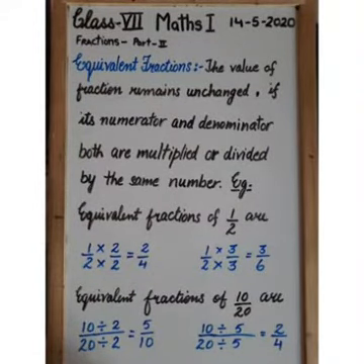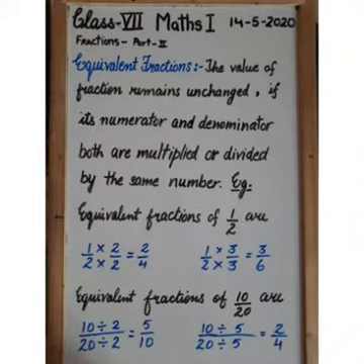We are continuing with the chapter fractions, starting with equivalent fractions here. Equivalent fractions are those fractions in which the value of the fraction remains unchanged if its numerator and denominator are both multiplied or divided by the same number. We can take an example of equivalent fractions here as 1 upon 2.